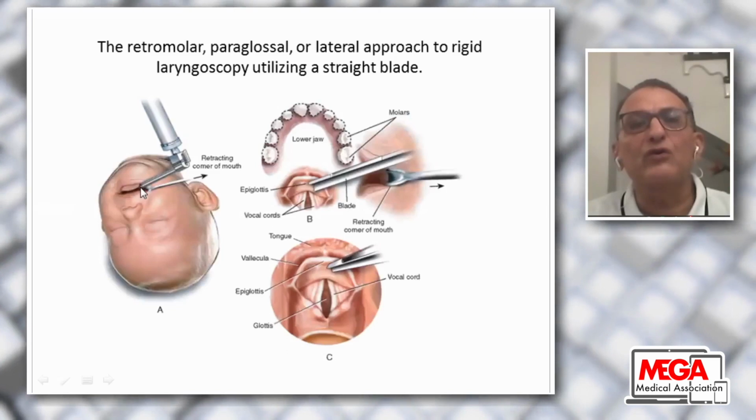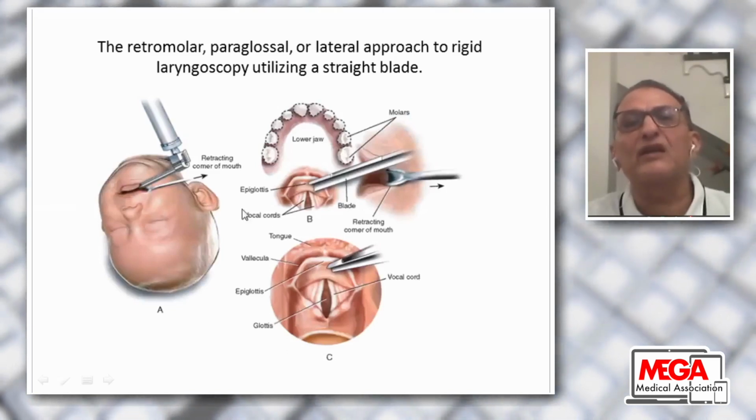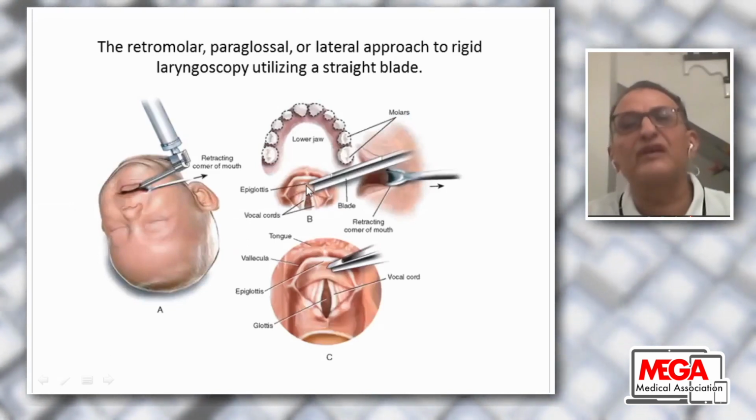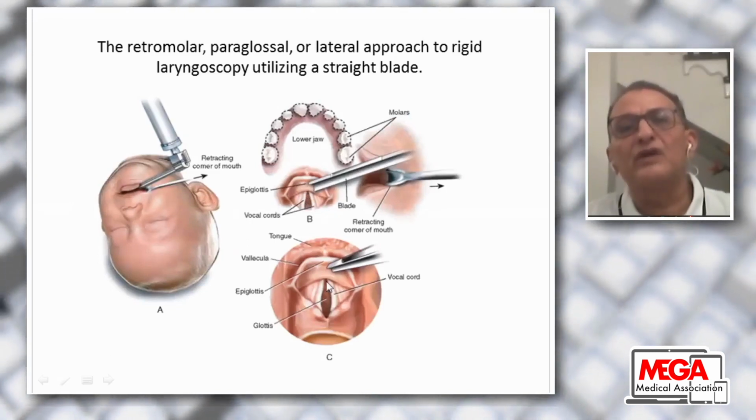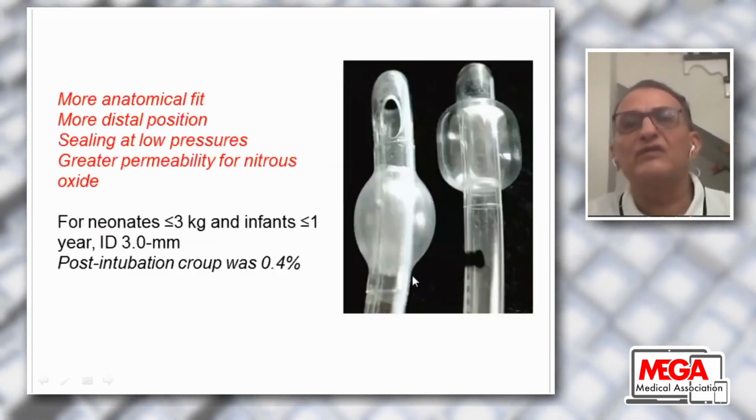You go directly to the base of the tongue, to the right side, directly to the epiglottis. Just take it with you, and you can intubate in this position. Here are these two types.